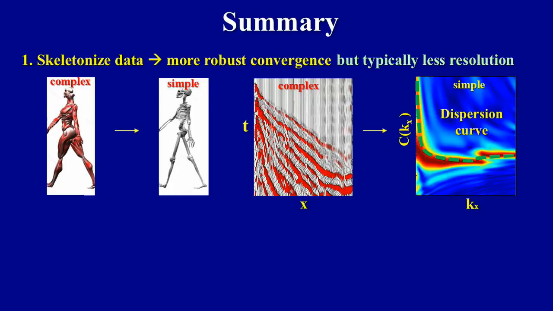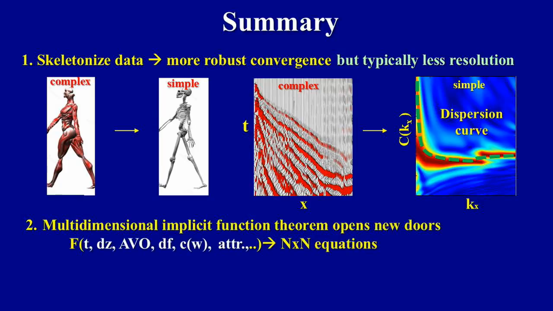The limitation of this, of course, is you have less resolution. You know, the less data that you have, the less complexity you're going to be able to invert for in the model. So it's that trade-off, but at least you don't have to suffer from these approximations we've done in the past, 1D layered approximation with dispersion inversion, or ray tracing methods for travel time tomography. And this, of course, can be extended to the multi-dimensional case where you invert for more than just one parameter, and this is use of the multi-dimensional implicit function theorem.